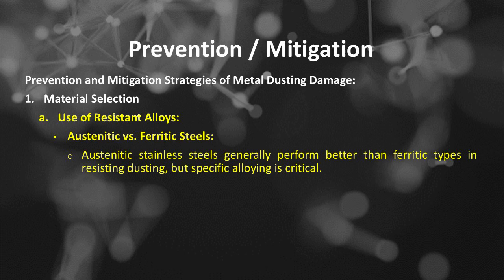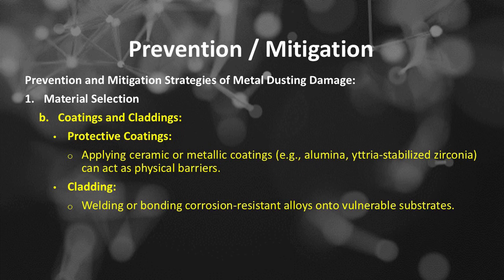The third is austenitic versus ferritic steels. Austenitic stainless steels generally perform better than ferritic types in resisting dusting, but specific alloying is critical. Number B of the material selection is coatings and claddings. The first is protective coatings. Applying ceramic or metallic coatings, such as alumina or yttria-stabilized zirconia, can act as physical barriers. The second is cladding, welding or bonding corrosion-resistant alloys onto vulnerable substrates.